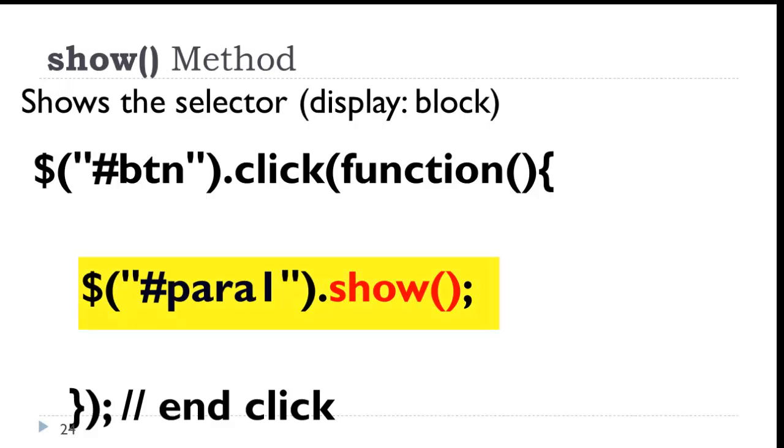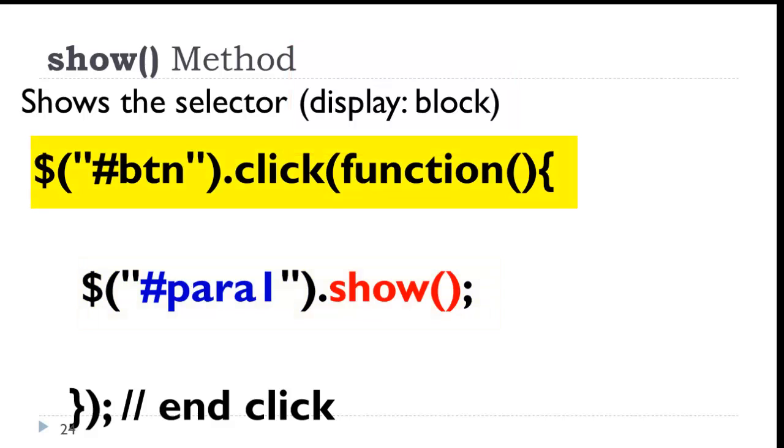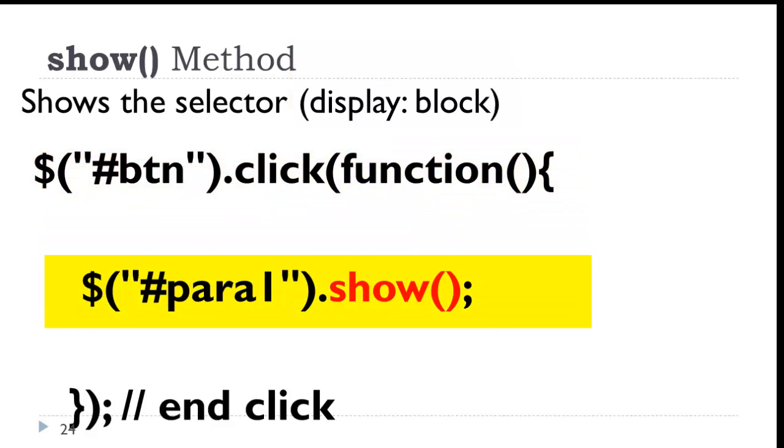In addition to hide, we also have show. And what show is actually doing behind the scenes is setting the display property to block. So here we have that button, and if we click on it, there's our selector #paral1 .show. We would just show it. So these are two nice little built-in methods for hiding and showing.